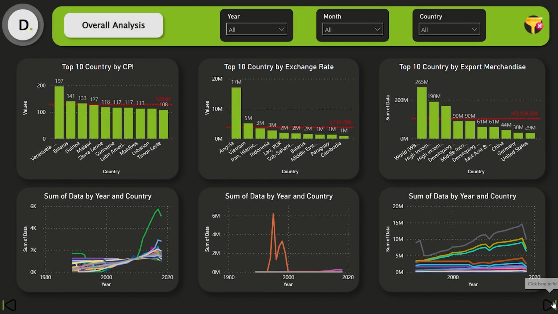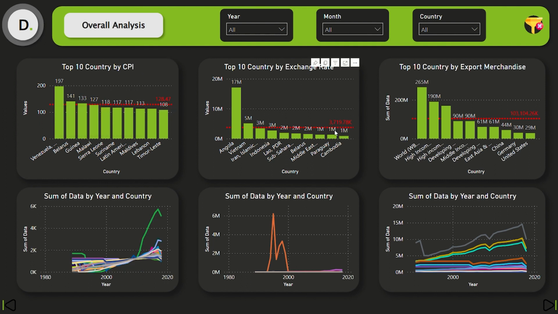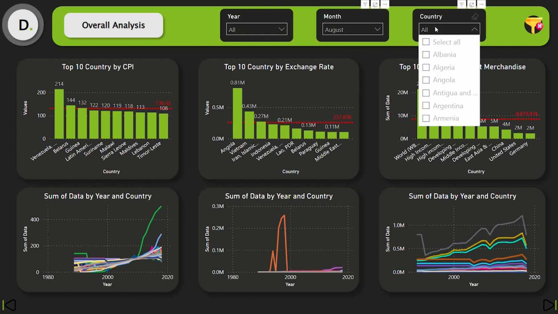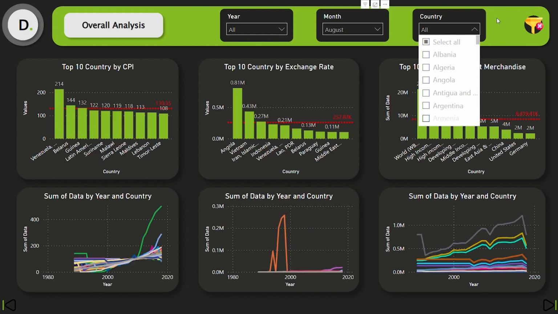Now let's just quickly see the dashboard which we have created. It shows the top 10 countries' exchange rate, the CPI rate of Venezuela, which country is above average and which country falls below average. You can all have a look at that, for a specific month, for a specific country. Right, so all this we can have a look at.